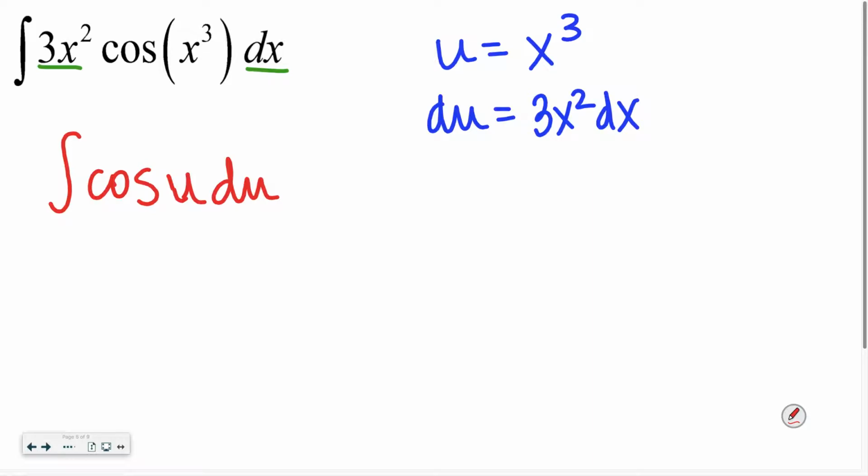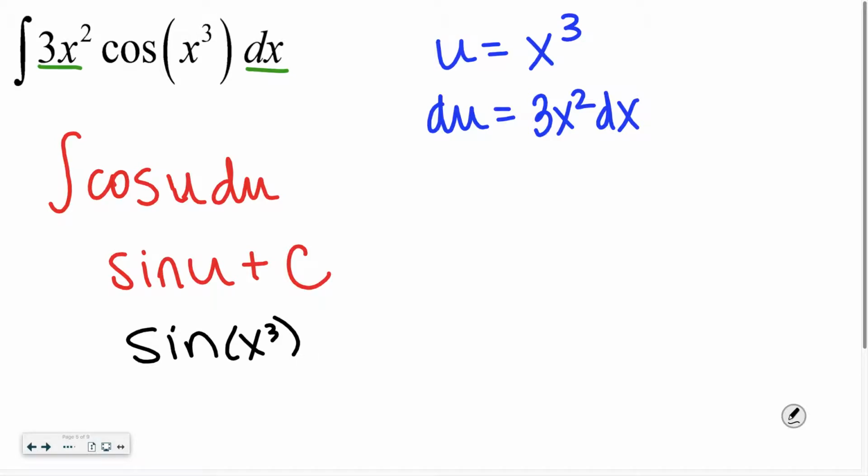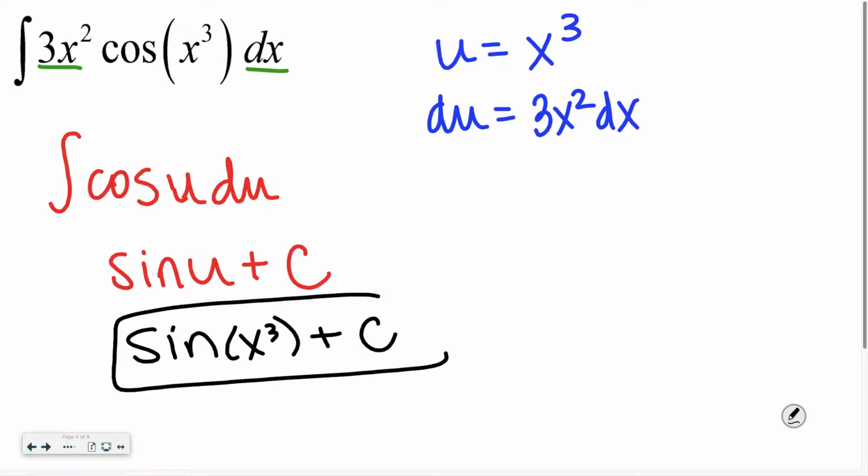Antiderivative of cosine: sine of u plus c. So then our final answer, we would want this to be in terms of x. So this would become the sine of x cubed plus c.